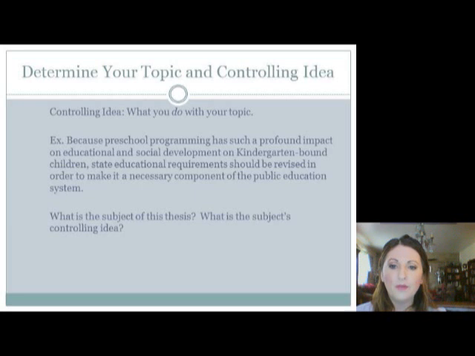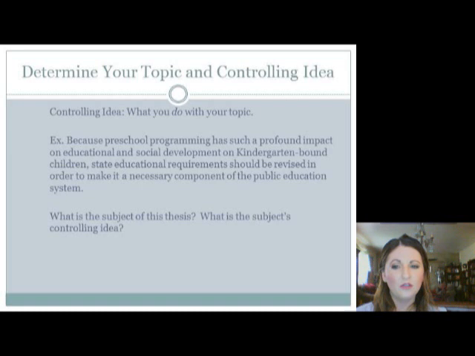Because preschool programming has such a profound impact on educational and social development on kindergarten-bound children, state educational requirements should be revised in order to make it a necessary component of the public education system. Okay, that might have been a lot to take in all at once, but let's break that down.